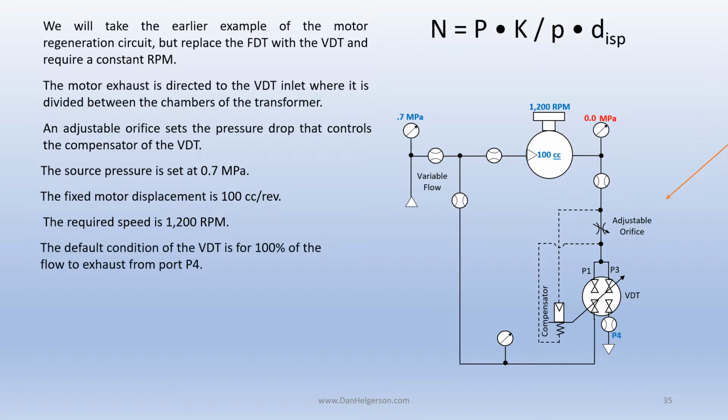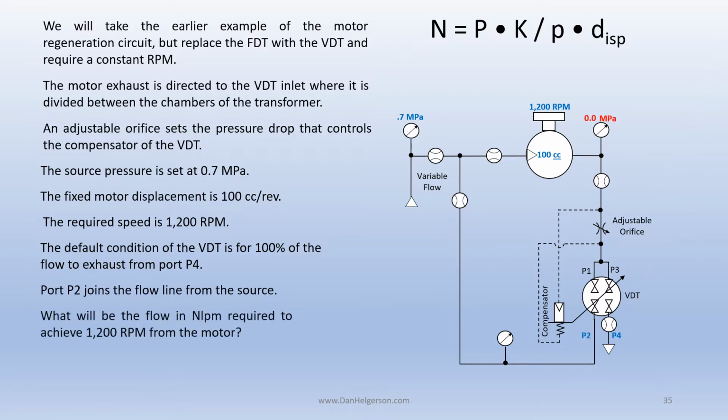The default condition of the VDT is for 100% of the flow to exhaust from port P4. Port P2 joins the flow line from the source. What will be the flow in normal liters per minute required to achieve 1200 RPM from the motor?